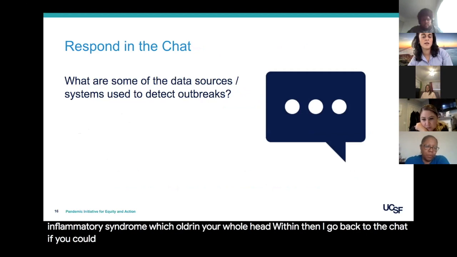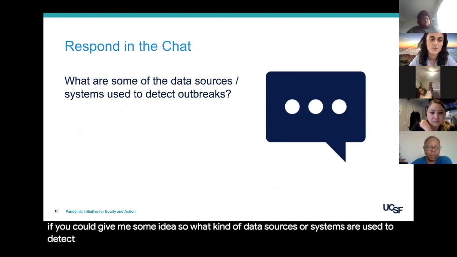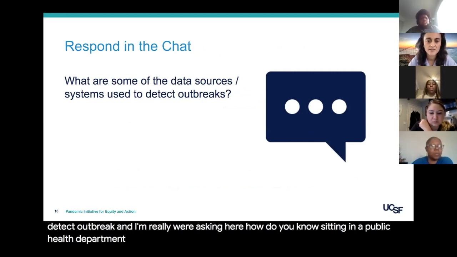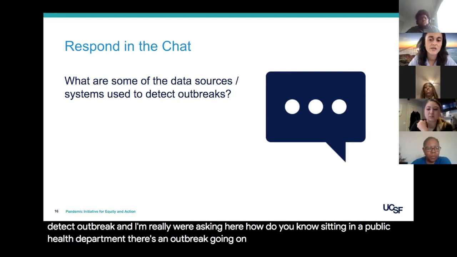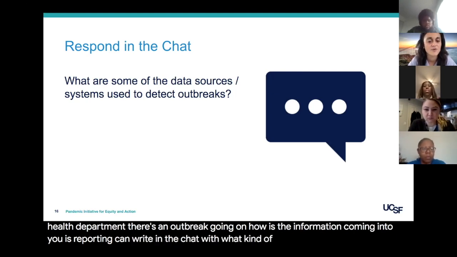Okay, so we're going to go back to the chat. If you could give me some ideas: what kind of data sources or systems are used to detect outbreaks? I think we're asking here, how do you know, sitting in a public health department, that there's an outbreak going on? How is the information coming into you? It's mandatory reporting. Right. You can write in the chat what kind of different sources the mandatory reporting is coming from.